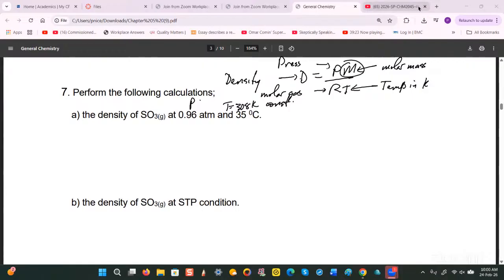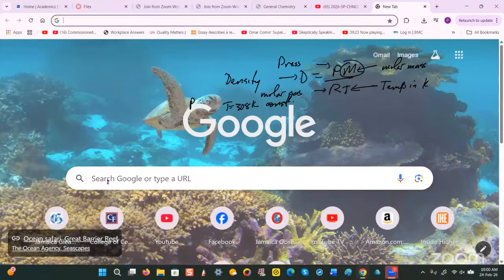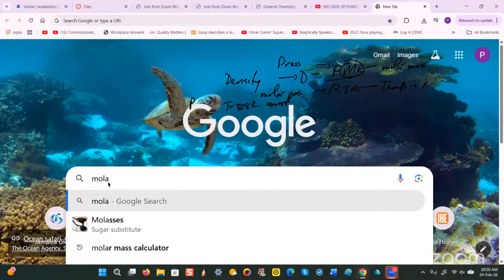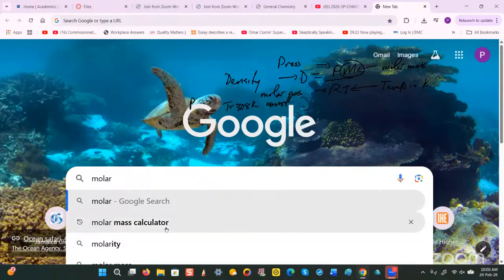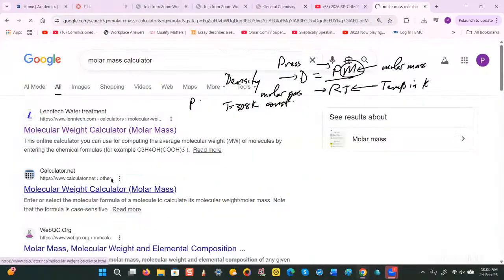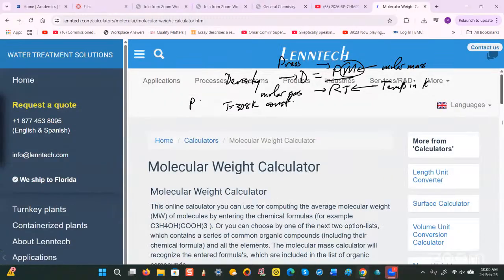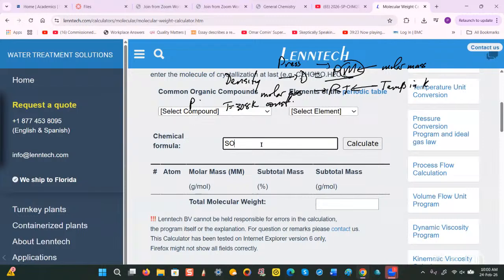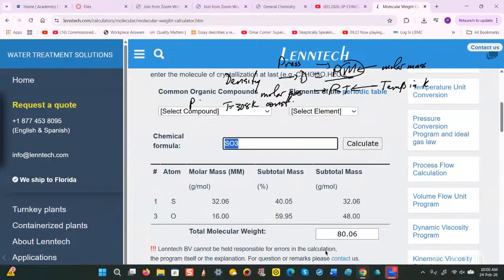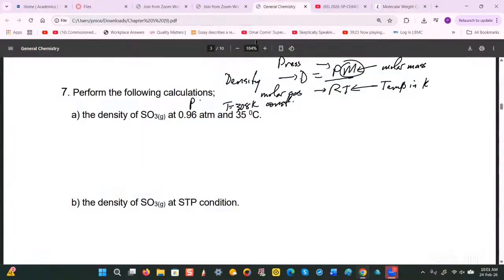In fact, we need my molar mass calculator, of course. So the molar mass of SO3 is 80.06 grams per mole. So I'm going to put here M is equal to 80.06 grams per mole.